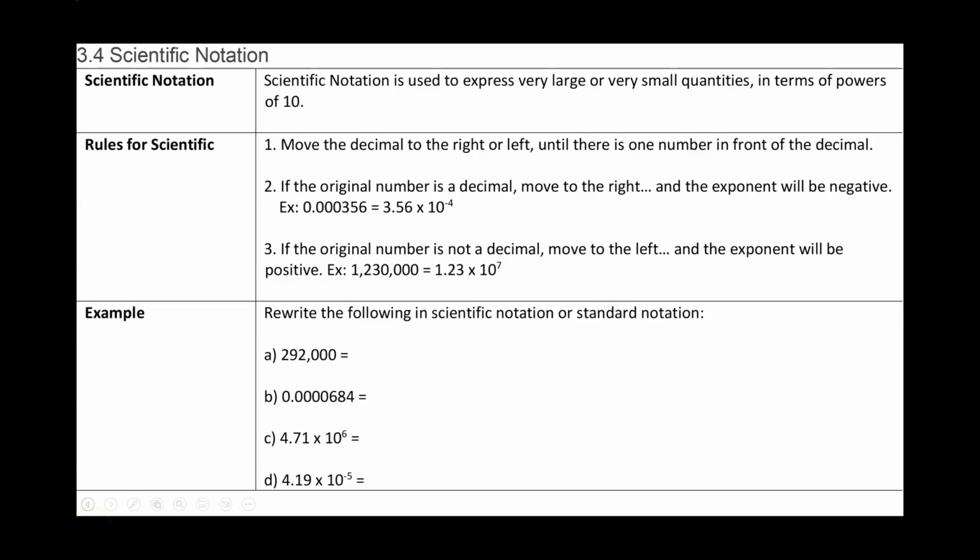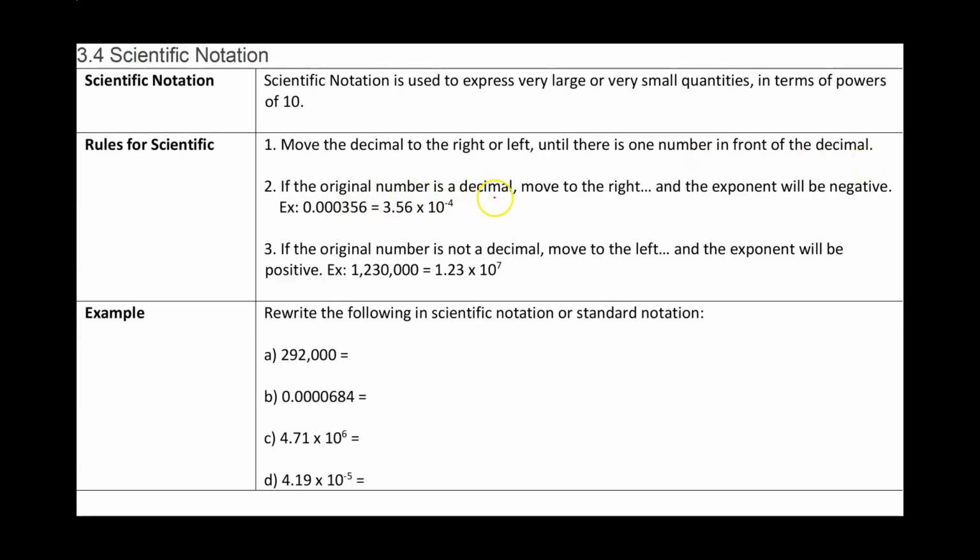This section is a quick section, and we will talk about scientific notation. Scientific notation is used to express very large or very small quantities, often seen in science, in terms of powers of 10. So here are the rules for scientific notation. We move the decimal to the right or left until there is one number in front of the decimal.